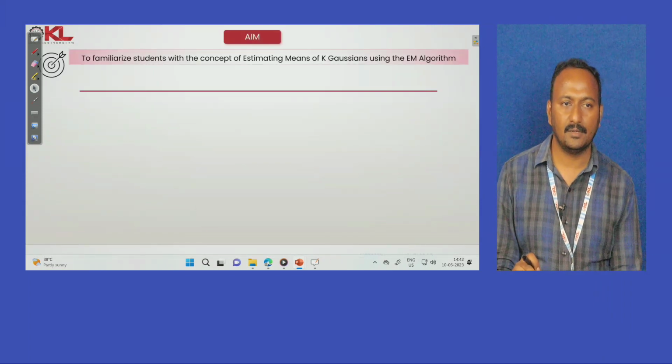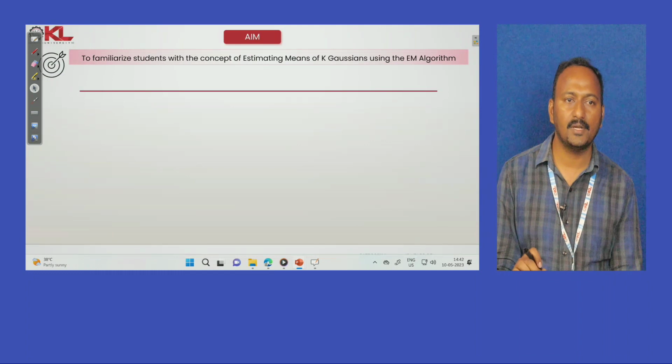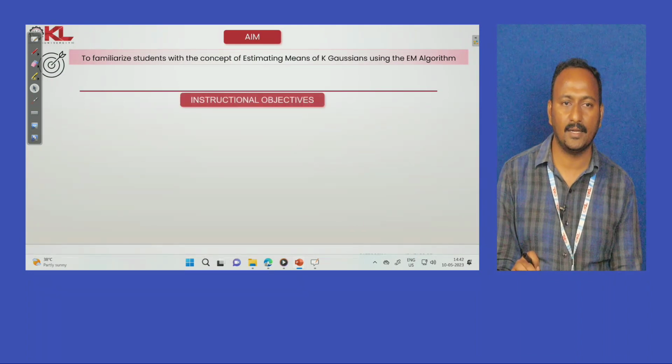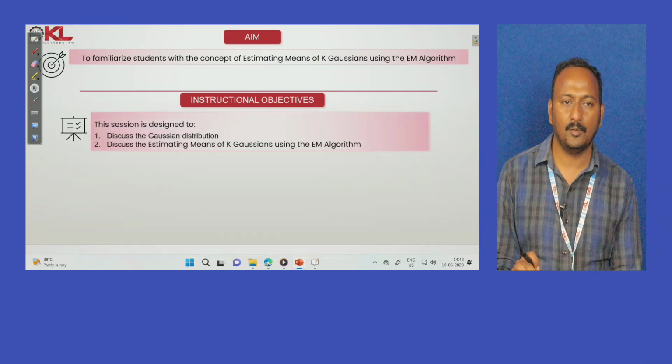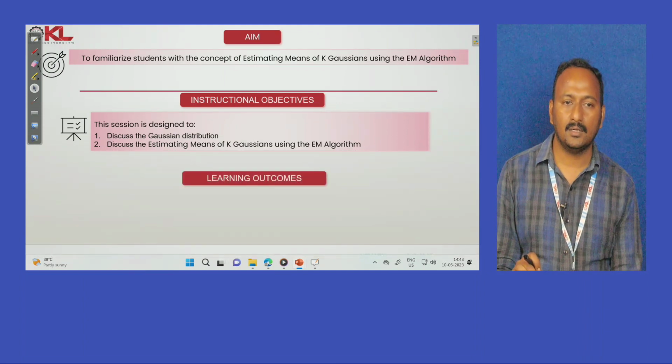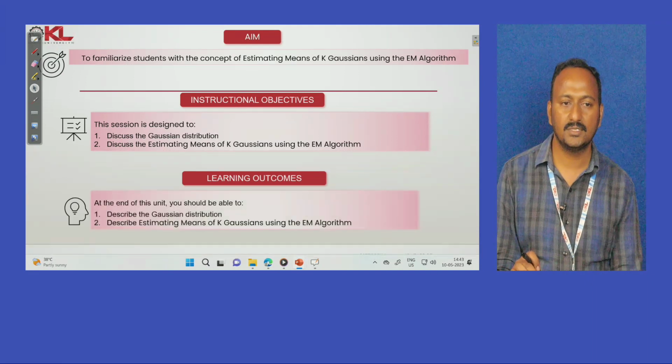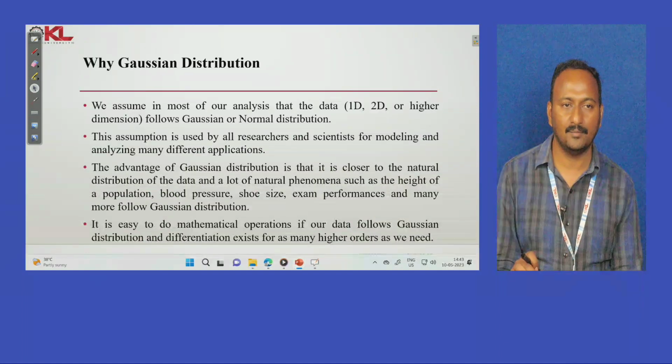Coming to the aim of this particular session: to familiarize the students with the concept of estimating means of K Gaussians using EM algorithm. The instructional objectives of this session are to discuss the Gaussian distributions and discuss the estimating means of K Gaussians using EM algorithm. And the learning outcome is that at the end of this session, the student will be able to describe the Gaussian distribution, and also describe the estimating means of K Gaussians using EM algorithm.